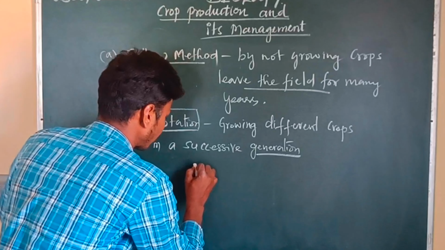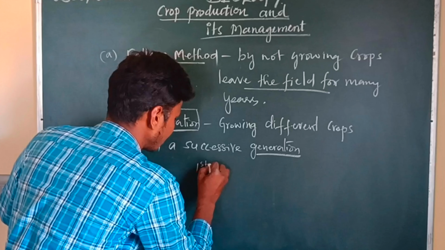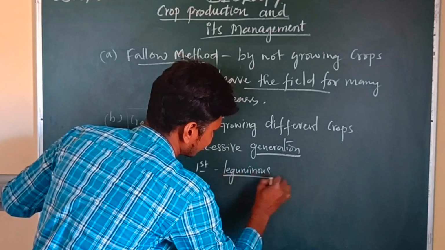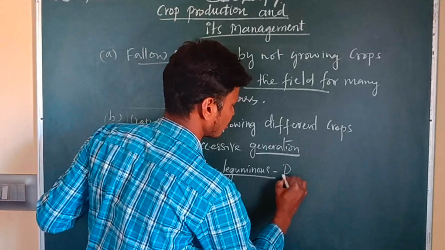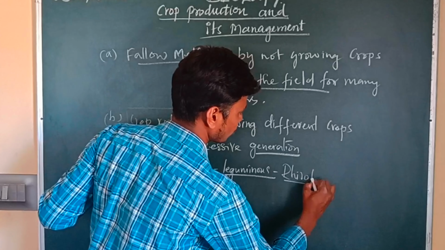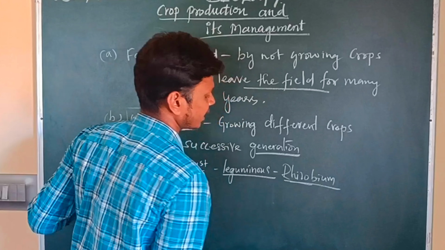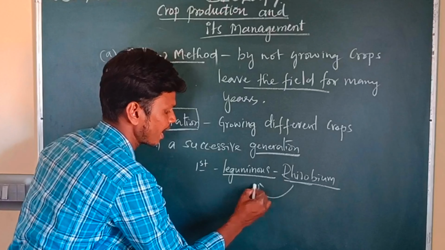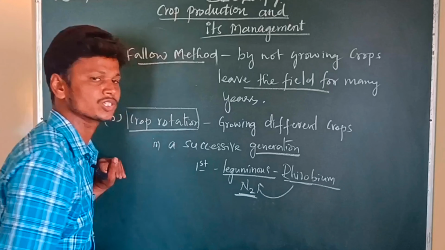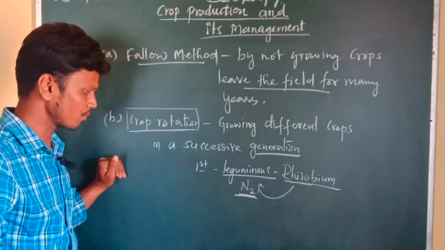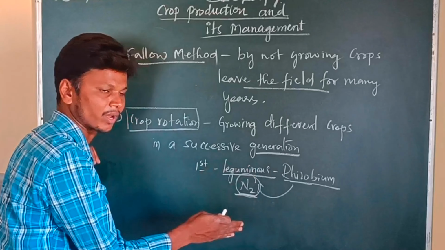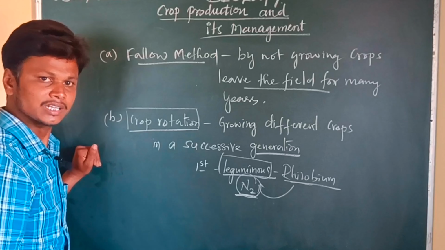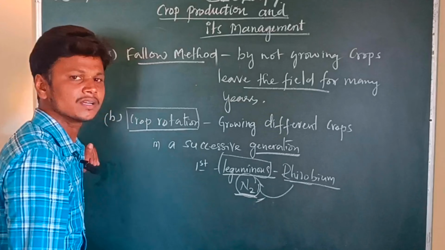So if in the first season you are growing any leguminous plant, what is the speciality of these leguminous plants? They contain rhizobium bacteria, isn't it? What is the speciality of this? They will fix the nitrogen. They will provide nitrogen to the soil. Okay, whatever nitrogen is present in the soil will not all be utilized by the leguminous plant. Some of the nitrogen will be retained in the soil itself.